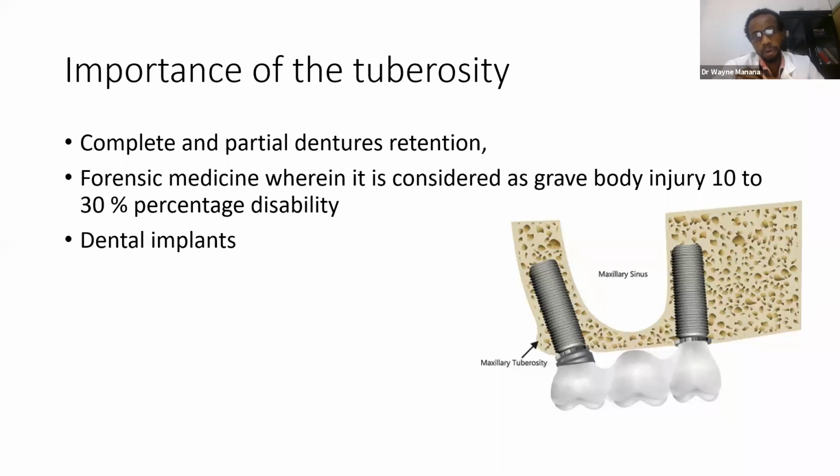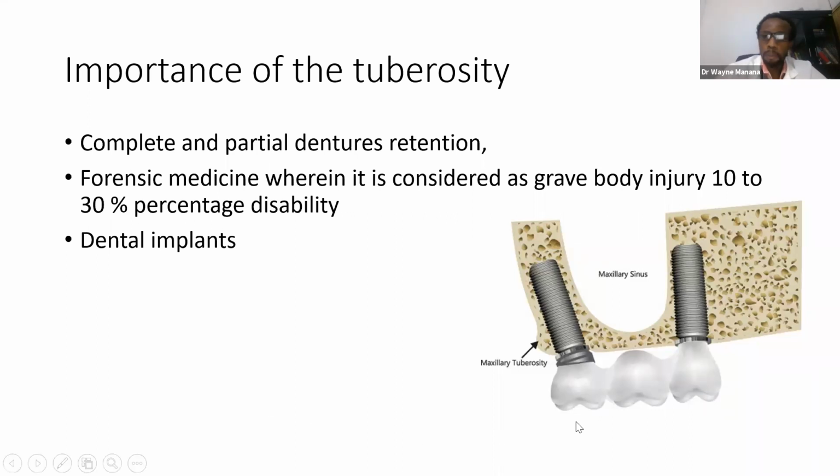And what is the fuss about this tuberosity? Is it important? Why not just break it? It's important. The prosthodontists, Dr. Taruvinga et al., would say they require it for dentures. And in forensic medicine, when we assess degree of injury, if someone's tuberosity breaks, sometimes we score up to 30% disability. So imagine if someone loses an eye, the score is around 20 to 30%. If you break the tuberosity, because it's thought that the amount of force required to break it is very high, imagine if our patients would take us to court, then they are going to be scored 30%, and that is a very high disability.